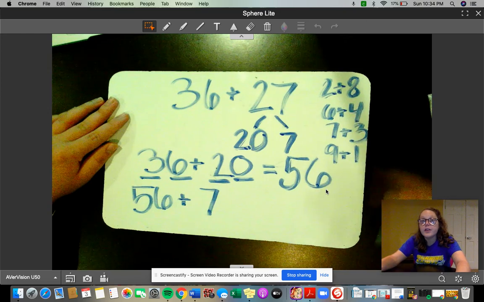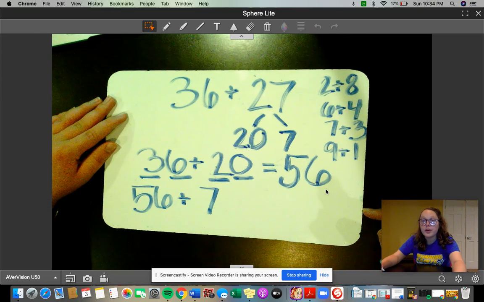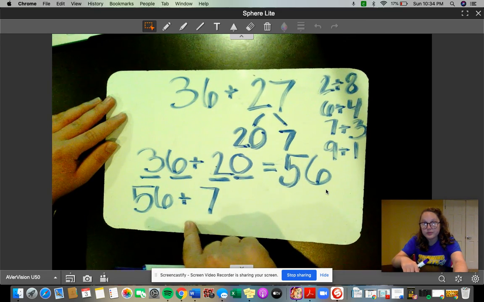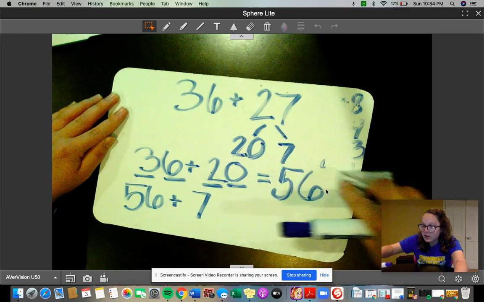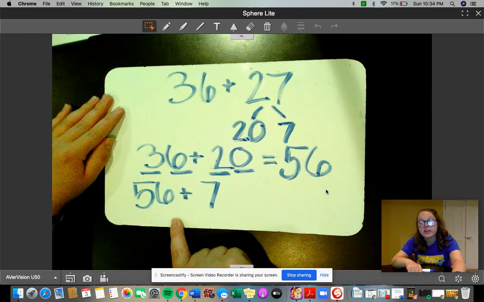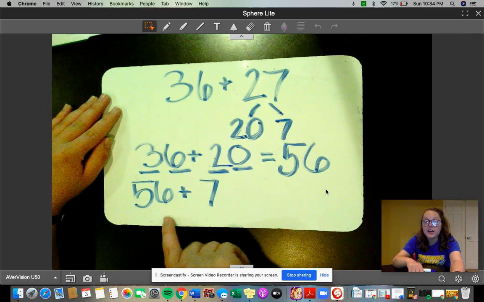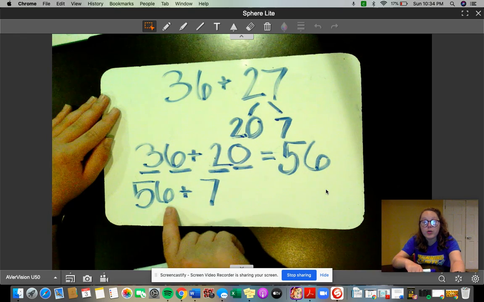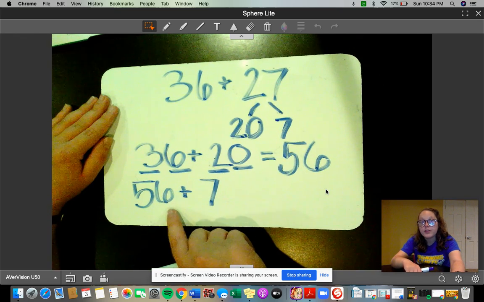All of those over here, you are going to have to remember those to help you when you come over here. Because if I remember that 6 plus 4 equals 10, 56 plus 4 is going to get me to my next 10. And when I count by tens, the next one is 50, 60. So it's going to take me 4 more to get to 60 because I know 6 plus 4 is 10. So 4 more is going to get me 60.